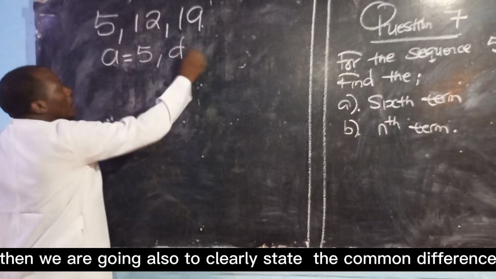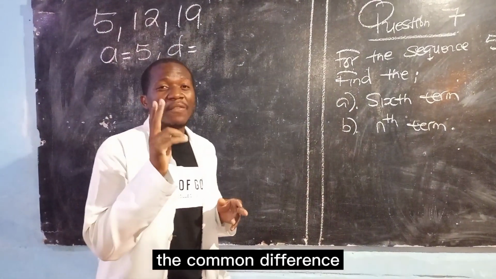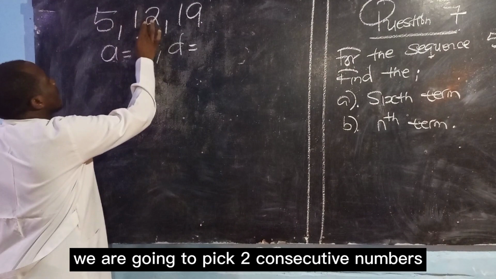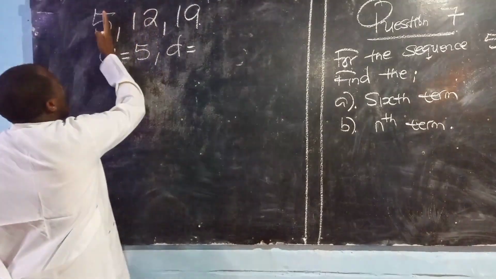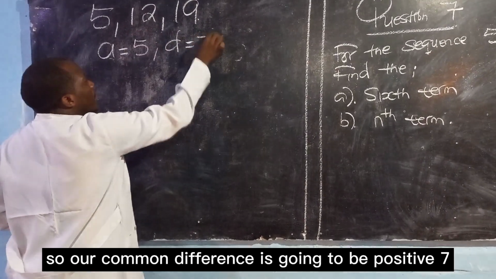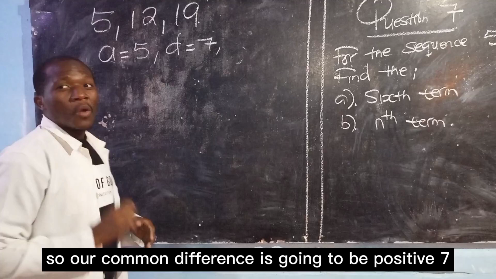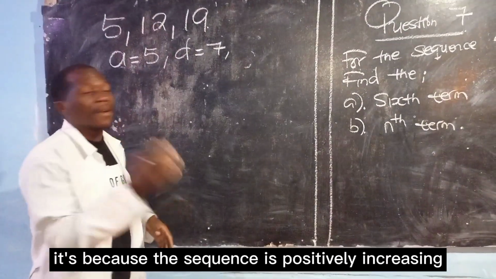Then we're going also to clearly state the common difference. For the common difference, we pick 2 consecutive numbers and subtract. So we can say 12 minus 5 or 19 minus 12. So our common difference is going to be positive 7. Why is it positive? It's because the sequence is positively increasing.